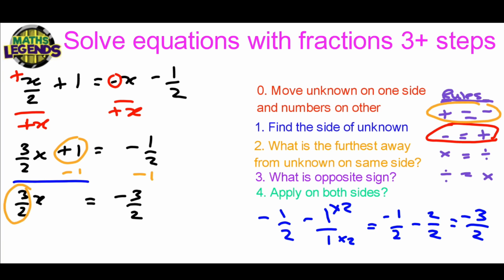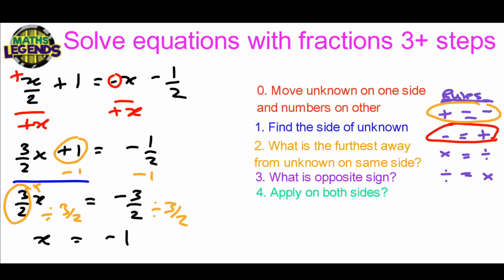Now we want to get rid of the 3 over 2. Now this is multiplying, so we need to divide both sides by 3 over 2. So 3 over 2 divided by 3 over 2 is just 1, so that becomes x equals minus 3 over 2 divided by 3 over 2. Now this simplifies to minus 1, as it's just the same number divided by itself, so that becomes 1, and a minus and a plus make a minus. You could also use a keep, flip, change and get to the same answer as minus 1.